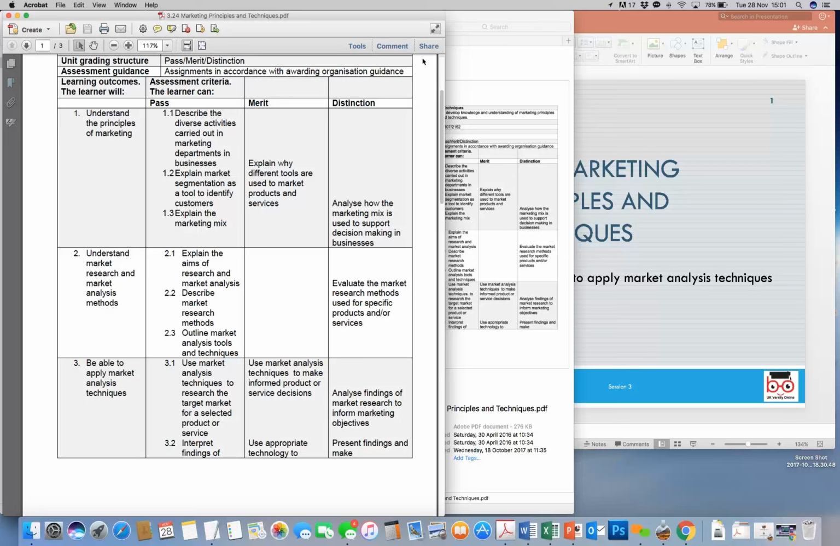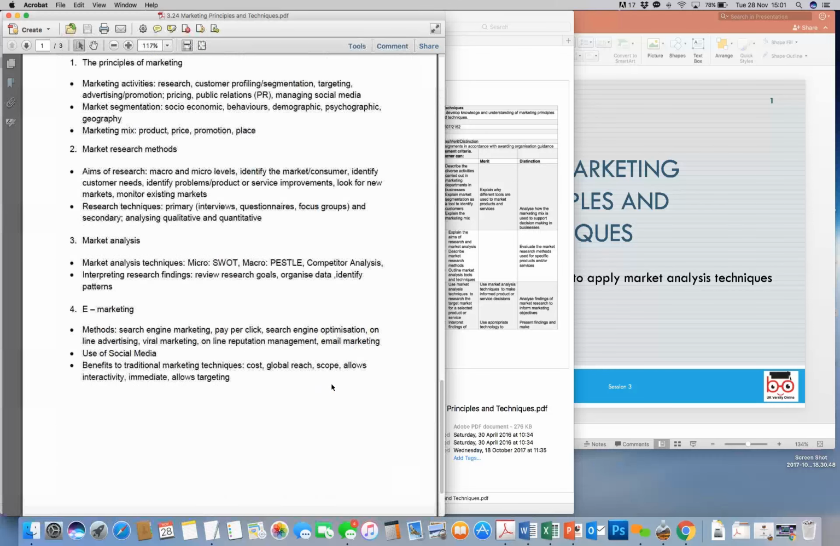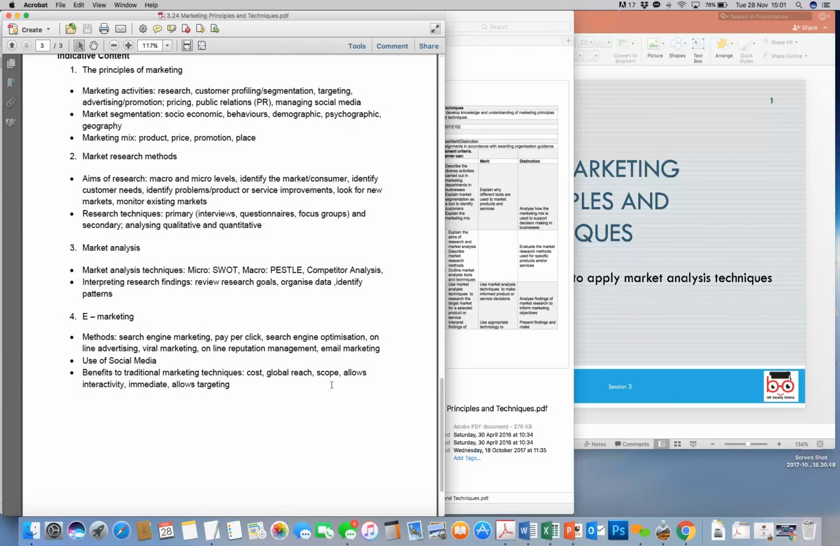Now, what we're going to do is extend that into learning outcome 3 to understand the different techniques that we use when we do market research. In particular, we're going to focus on 2 or 3 techniques which, at level 3, are relevant, and you should be able to understand these techniques.